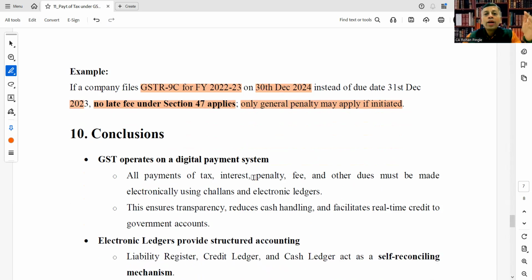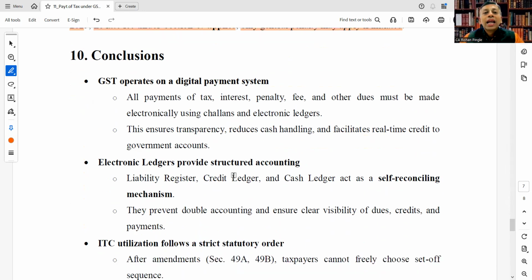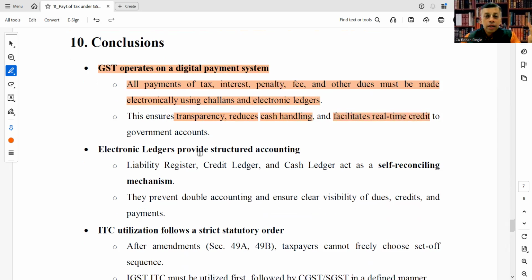So now we are moving to the end of the session, that is, conclusions that can be drawn from today's learning. It will help you recollect what we have discussed and what we have done. So let's see the conclusions. GST operates on a digital payment system, that is, all payments of tax, interest, penalty, late fee or fees and other dues must be made electronically using challans and electronic ledgers. Three types of electronic ledgers. This ensures what? Transparency, reduces cash handling, and facilitates real-time credit to the government accounts.